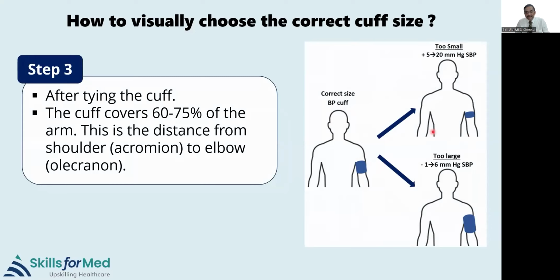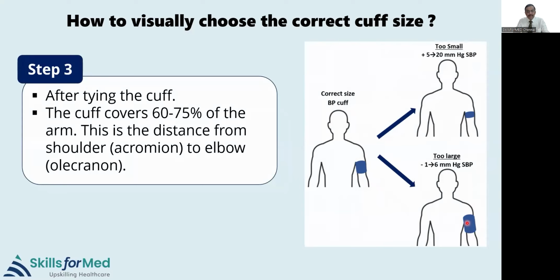Okay, this is the ideal. This is too short, and this is too long, too wide. Okay, so 3 simple steps. Put it lengthwise, fold it, and the fold should go just about half the arm circumference.